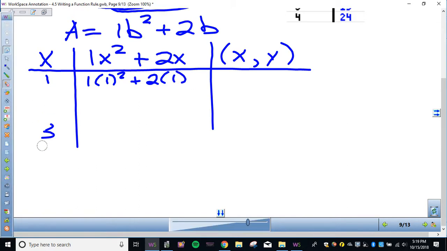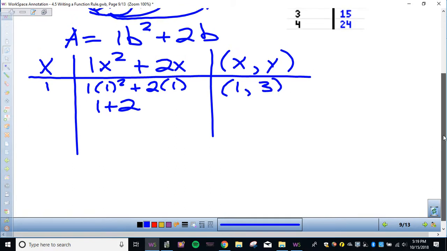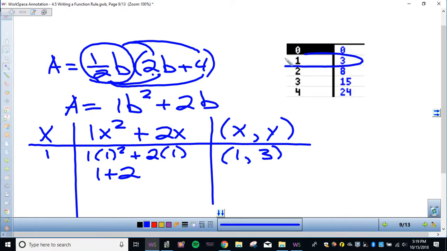I'm actually going to solve below so you can see what happens. So 1 squared is 1. 1 times 1, still 1. 2 times 1 is 2. So when I plug in 1, I get 3, just like our ordered pairs say right here.